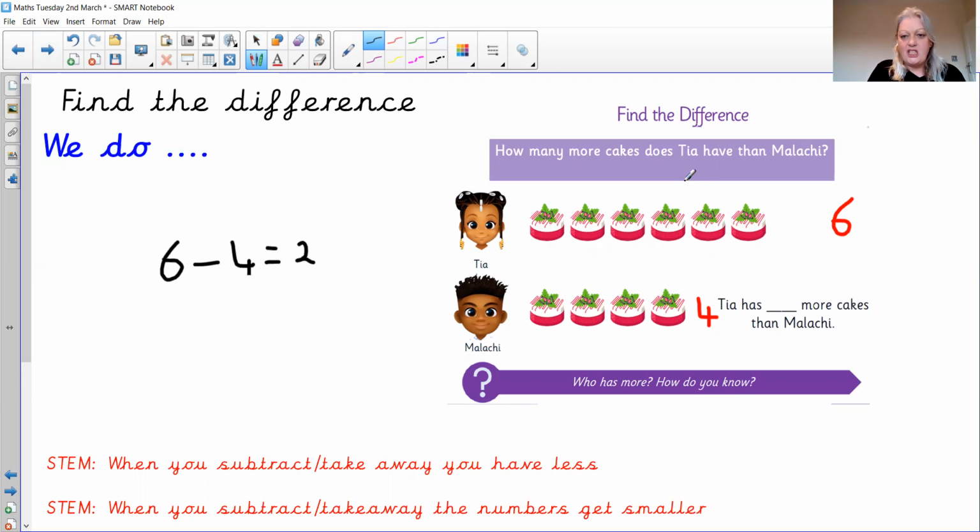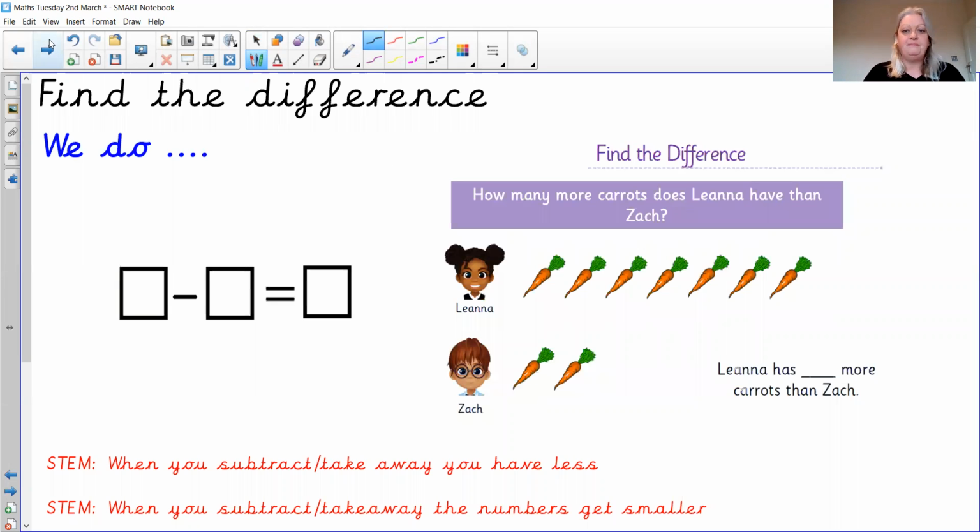Now, I do a little bit of a cheat here. When I have to find the difference between things, I go to a point when they're the same. So when they're equal, Tia has 4 cakes here and also Malachi. So they are the same. And then I can see really quite easily visually that Tia had 2 more. So that's just a little neat trick that I sometimes use when I'm trying to find the difference. So Tia has 2 more cakes than Malachi.